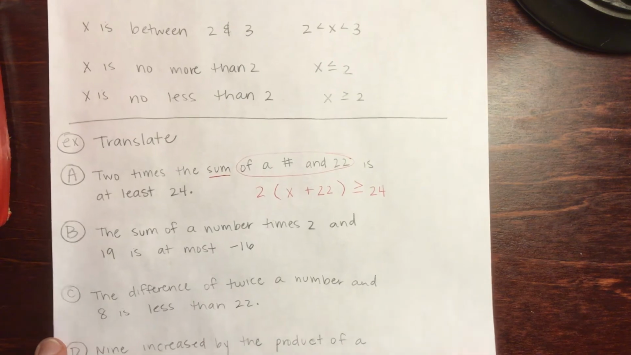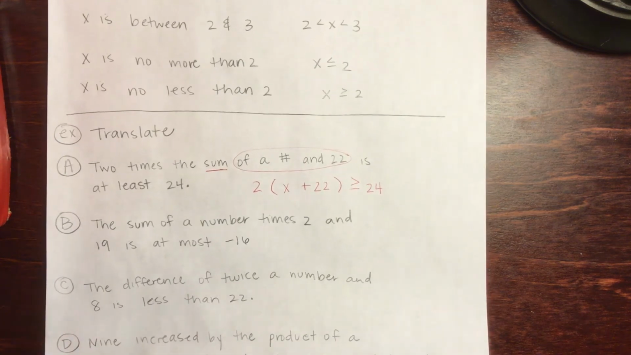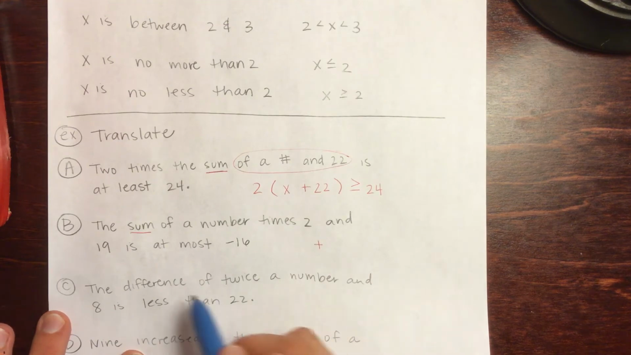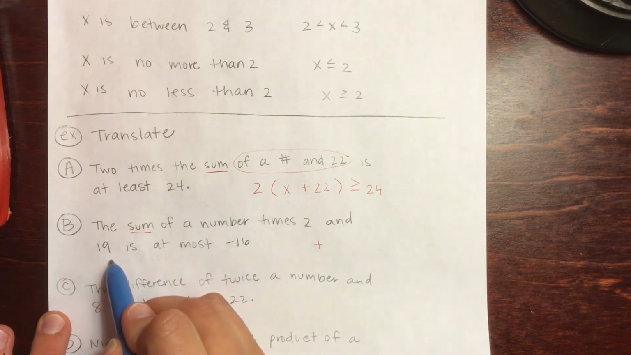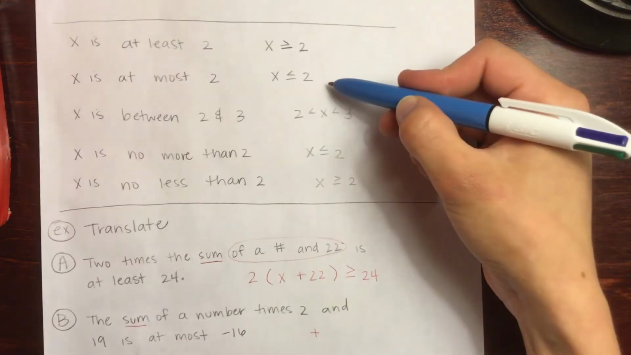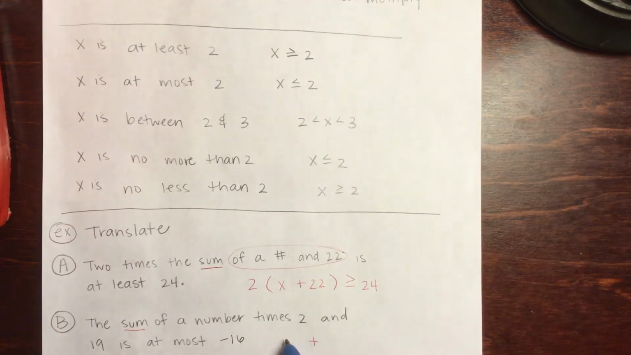In the next example, the sum of a number times 2 and 19 is at most negative 16. Okay, we're talking about a sum here, so we're going to add two things together. The sum of something and 19 is at most negative 16. Remember here, at most means it's less than or equal to.